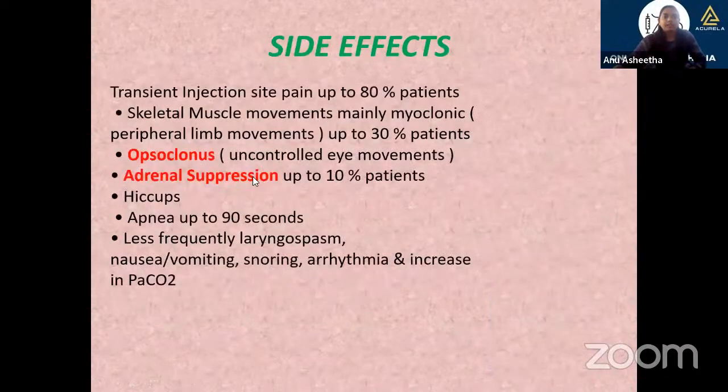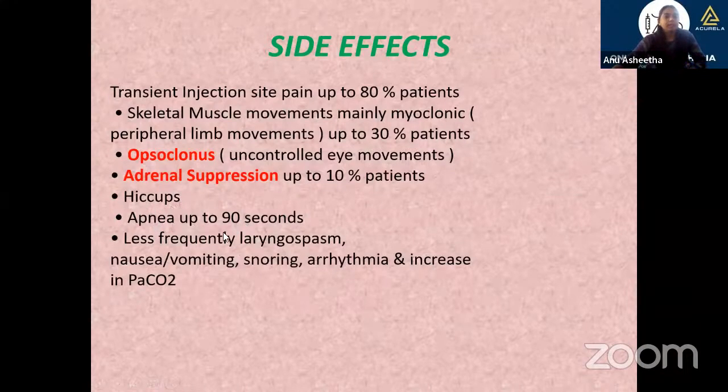Then side effects are injection site pain. Injection site pain occurs in at least 80% of patients. So always combine it with lignocaine. Then skeletal muscle movements called myoclonus in up to 30% of patients. Oculoclonus is uncontrolled eye movements. Then adrenal suppression can be seen. Hiccups can be seen after etomidate induction.